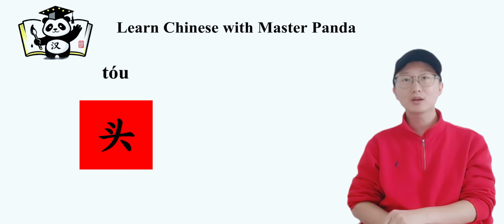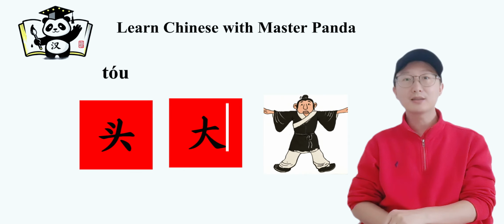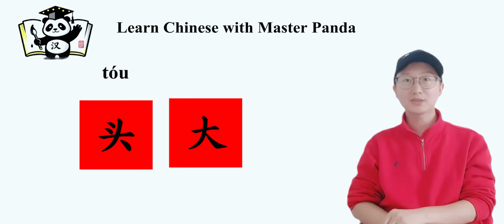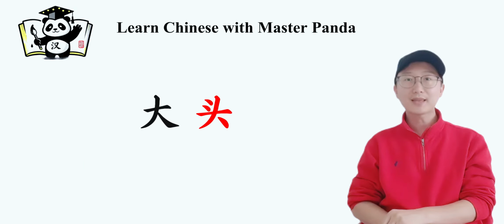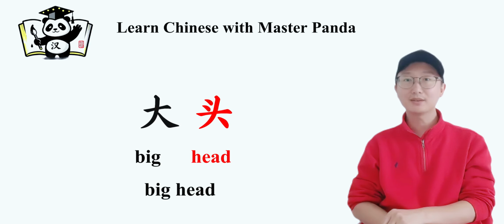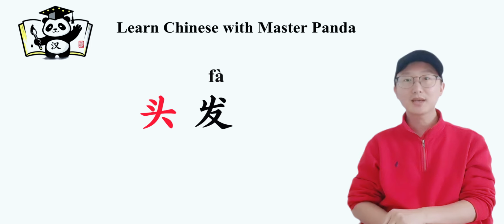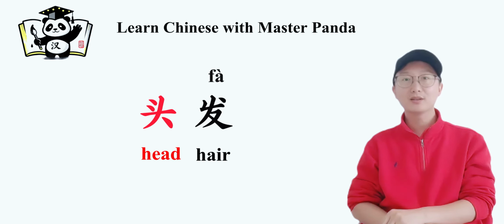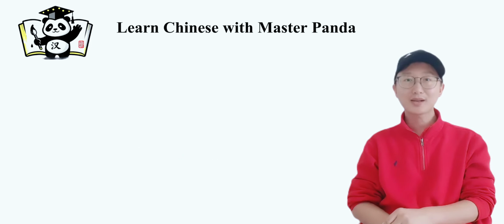The fourth character is 头. In the previous lesson, we learned that the ancient form of 大 depicted a person standing with arms and legs outstretched, occupying a large space, meaning big or large. We just add 2 dots on the character 大 to represent the idea of a head or body. Let's learn 2 words. 大头. 大 means big. 头 means head. 大头 means big head. 头发. 头 means head. 发 means hair. 头发, hair.